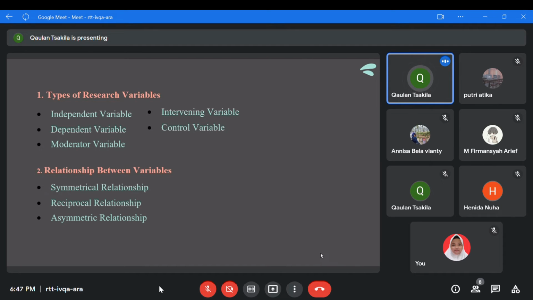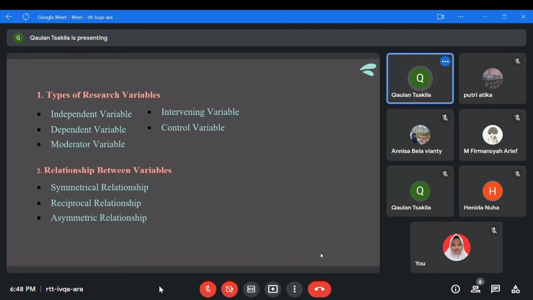Fourth one is intervening variable. Intervening variables are variables that theoretically affect the relationship between independent and dependent variables into an indirect relationship and cannot be observed and measured. This variable is an intermediate variable that lies between the independent and dependent variables, so that the independent variable doesn't directly affect the change or emergence of the dependent variable.